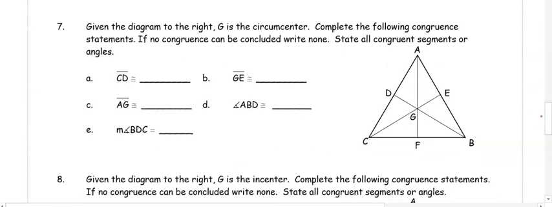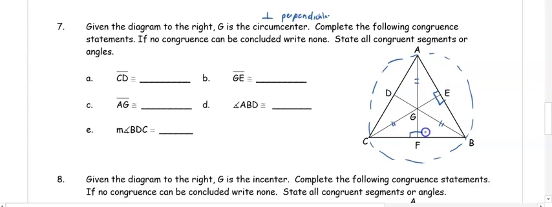In number 7, given that G is an incenter, complete the following statement. So because G is a circumcenter, we know that it is formed by perpendicular bisectors. So when we go to mark our triangle, we know that the 3 segments that are congruent are going from the center to the vertex. We also know, because it is a perpendicular bisector, that these lines are perpendicular to the sides and they bisect the sides. So this will help us complete the following statements.